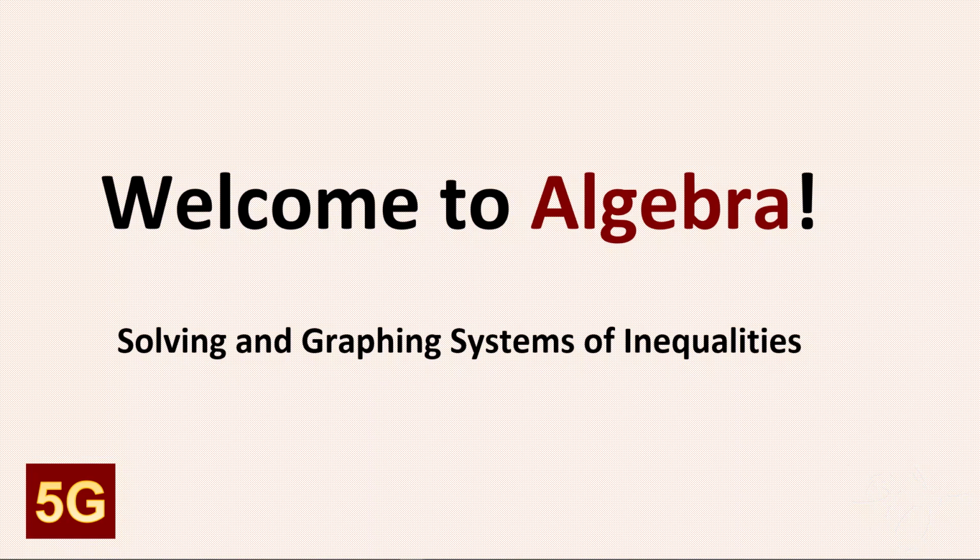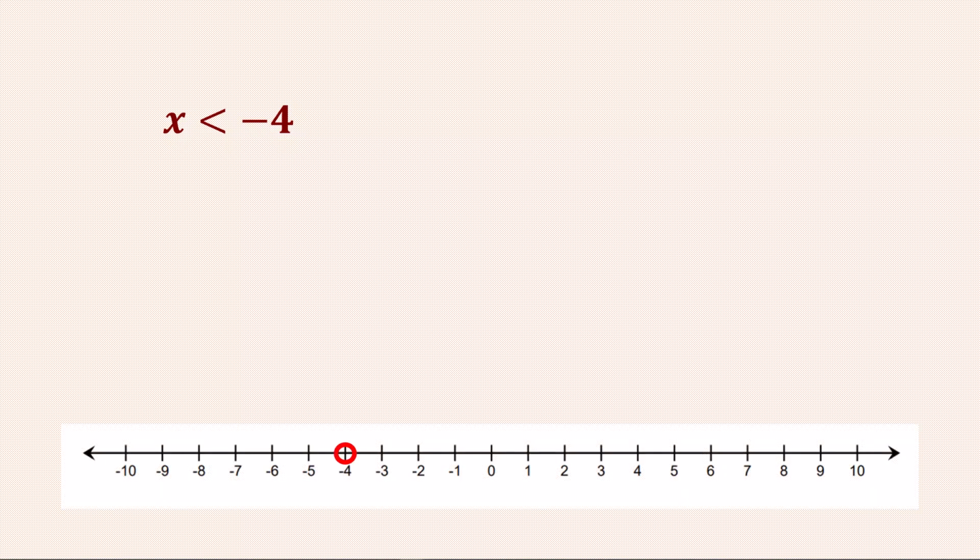Welcome to Algebra, solving systems of inequalities. As you may recall from an earlier lesson, an inequality has more than one solution. For inequalities with one variable, such as x less than -4, the graph is shown on a number line like this with an open circle on the value -4, and a line going to the left, indicating all the values that make this inequality true, such as -4.5 or -7 or -9.9, all values less than -4.